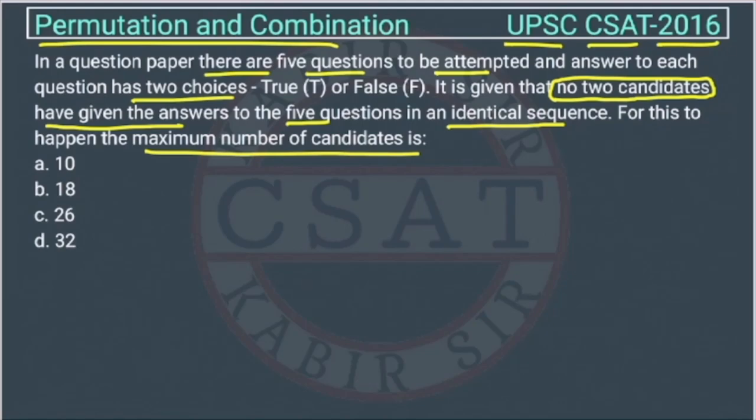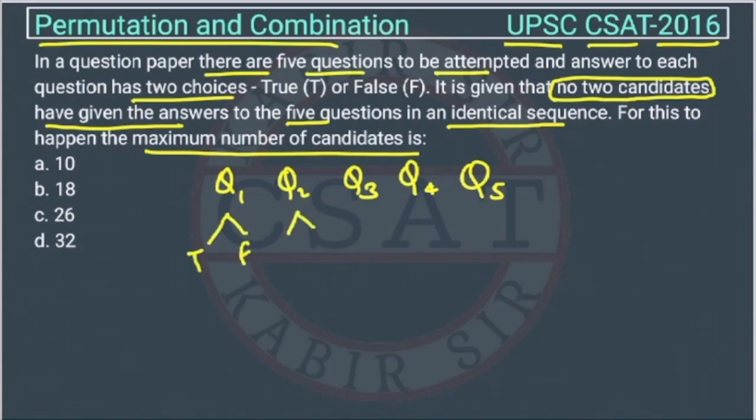So the question is, there are 5 questions, right. Suppose the questions are Q1, Q2, Q3, Q4 and Q5, right? So there are 5 questions, and for each question the answer can be either true or false, right? Like this.